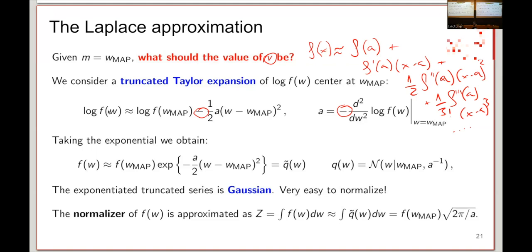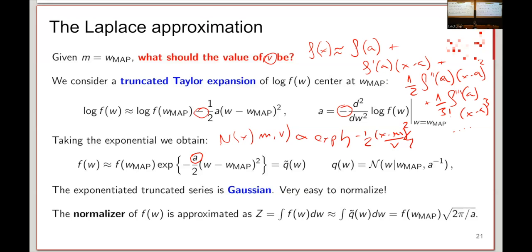And now if you take the exponential on the left and on the right, the exponential of log f is f, and then the exponential of this thing is f times the exponential of this quadratic function. And this now has a Gaussian form. The Gaussian density is just the exponential of a quadratic function, and that's what we have here. In a Gaussian on x with mean m and variance v, this is going to be proportional to the exponential of minus 1/2 times x minus m squared, divided by v. So we know that this is our inverse variance in our Gaussian.